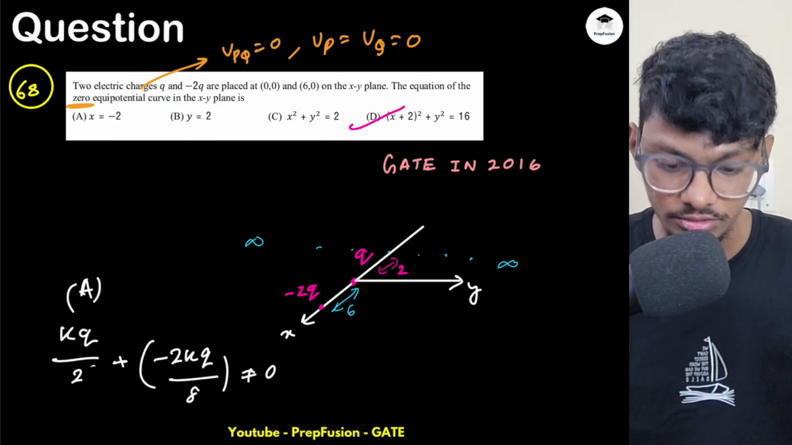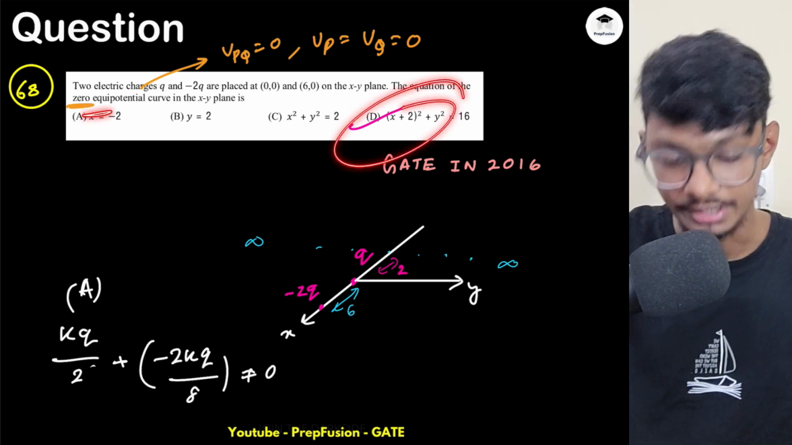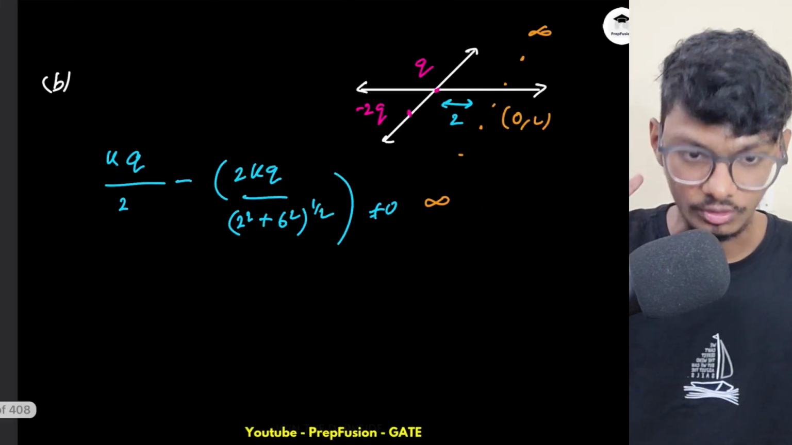So I have mentioned both the methods, using basic option checking, and obviously using this hint they have given that your surface is zero potential, right? So you have to understand what they are talking about.